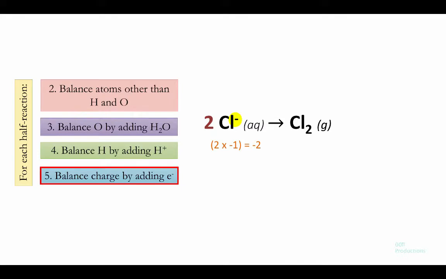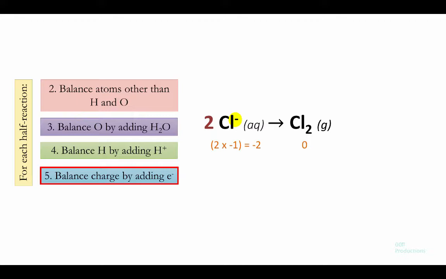We have 2 chloride atoms. Each of those chloride atoms has a -1 charge. 2 times -1 is -2. On the right side, we have 1 neutral molecule, so its overall charge is 0. So you can see that we don't have the same charge on each side of the reaction. And that charge needs to be balanced. That's one of the elements of a balanced equation.